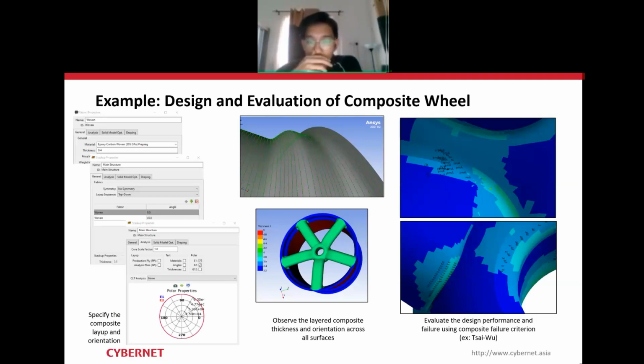So here is an example of composite wheel design and also composite wheel structural analysis. Basically, this analysis was done using Ansys Composite PrepPost, or ACP for short. In this case, we created the composite fabric using the epoxy carbon woven prepreg with a thickness of 0.4 millimeter. Then the fabric is used to define the stack-up properties, which then allow us to configure the layout sequence and also fabric orientation, in this case with the orientation of 0 and 45 degrees.